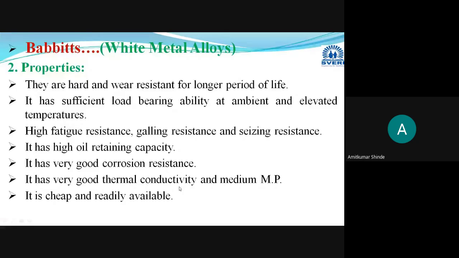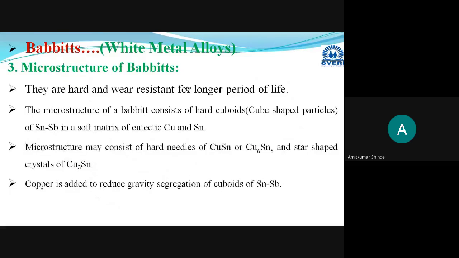Good thermal conductivity will be there, and these are very low cost and readily available. That's why you can use them for manufacturing different bearings. These are the general characteristics or properties required of bearing materials, and all of them are present in these Babbitts or white metal alloys. These are also termed tri-metal bearings. After these properties, now we will discuss the microstructure.